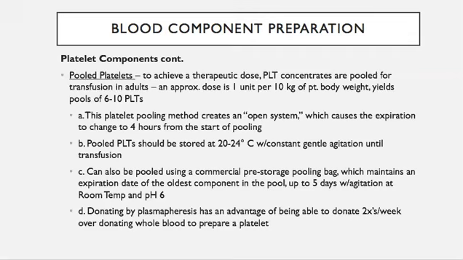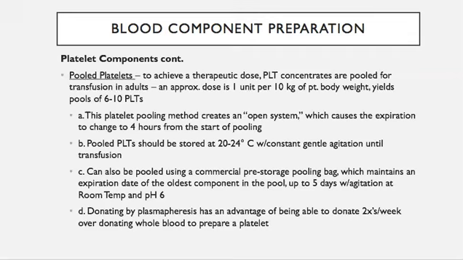Pooled platelets. In order to achieve a therapeutic dose, platelet concentrates are pooled for transfusions in adults. An approximate dose is 1 unit per kilogram of patient body weight, which yields pools of 6 to 10 platelets. This platelet pooling method creates an open system, which changes the expiration to 4 hours from the start of pooling.